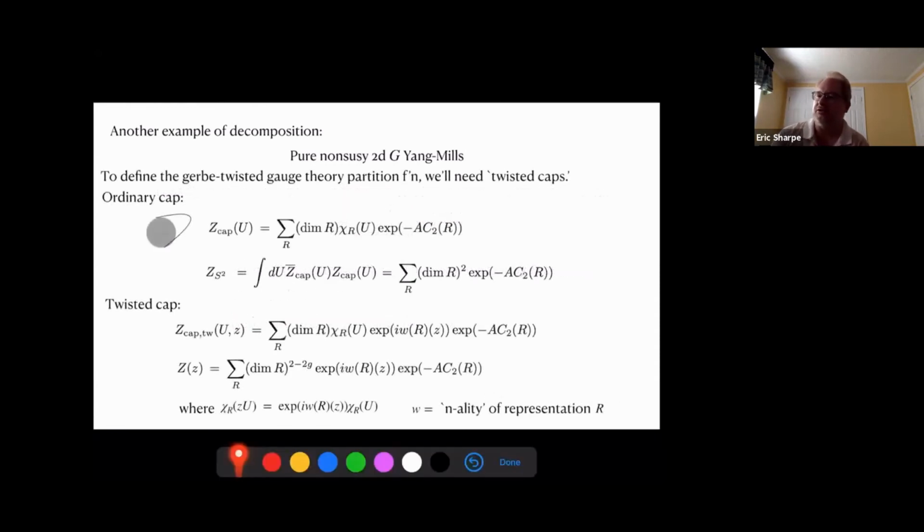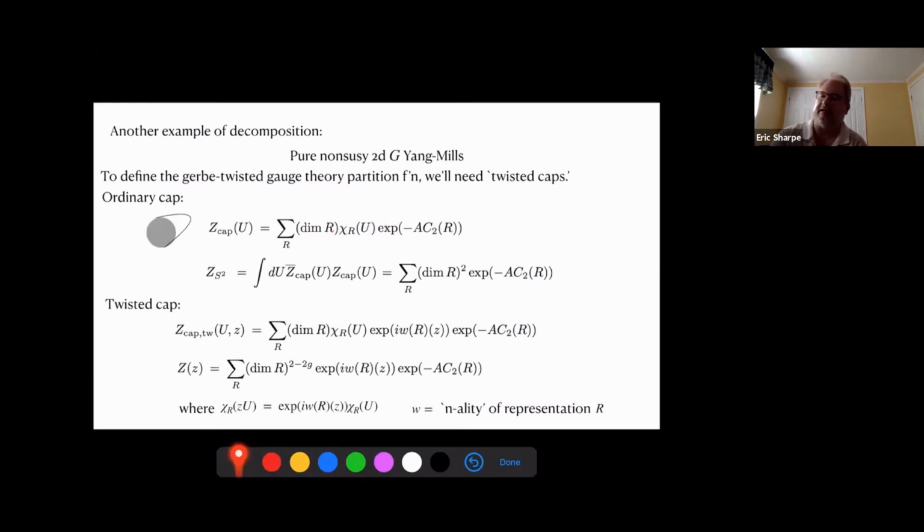Now, to define the gerbe-twisted gauge theory partition function, if you've seen the old McDowell-Rusakov procedure, it basically is going to involve coming up with some sort of twisted cap. So the game they play is to come up with functions to associate to various pieces of Riemann surfaces with group elements associated to components of the boundary. So for an ordinary cap, the contribution from that cap looks like this, a sum over pertinent representations of this function.